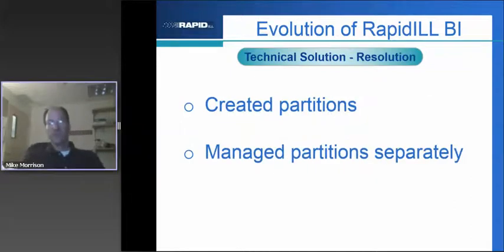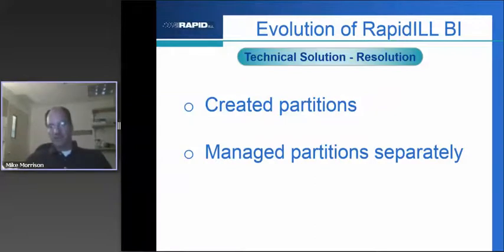The resolution to this was to create partitions. We realized that most activity within the Rapid ILL system took place within the last 10 days. So we created two partitions. One partition processed all data with 10 days or less. We call this the active partition. Any data over 10 days was in a separate partition called the archive partition.